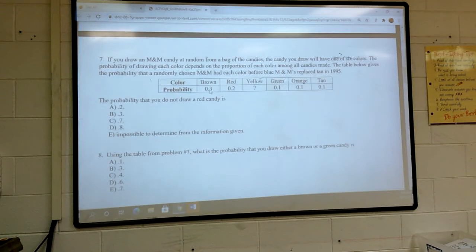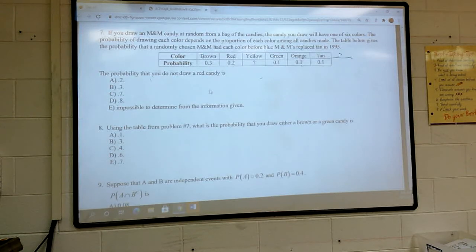Number 7. If you draw an M&M candy at random from a bag of the candies, the candy you draw will have one of 6 colors: brown, red, yellow, green, orange, tan. Ew.